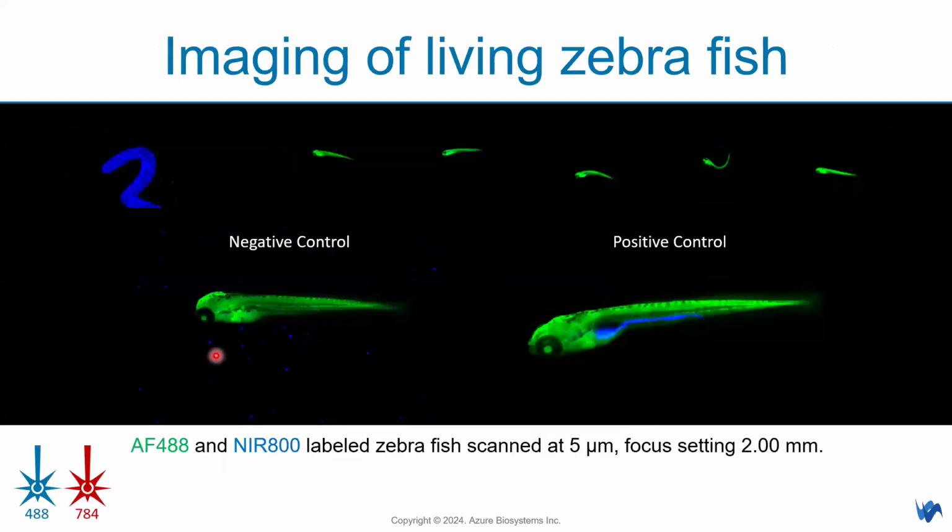Right. So first, let us look at imaging of living zebrafish. This is done by my colleague Nicole, and we have this in Thailand. The user is scanning zebrafish that are labeled with these two dyes. Then we have the negative control and the positive controls. We scan at 5 micron resolution. You can see in reality they are super small. The focus setting is adjusted to 2 mm after we do a Z scan to pick the best focused image.